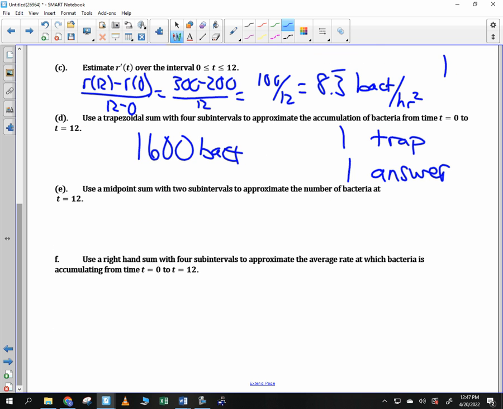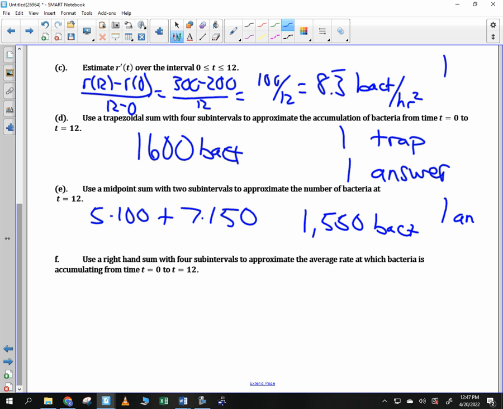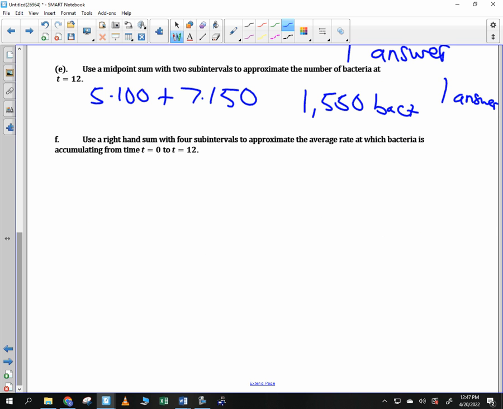Use midpoint sum with 2 subintervals. So midpoint, I should see 5 times 100 plus 7 times 150. And that would estimate to be 1550 bacteria. So we're going to go just 1 point for the answer there. You got 1550. And then use the right-hand sum with 4 subintervals to approximate the average rate.